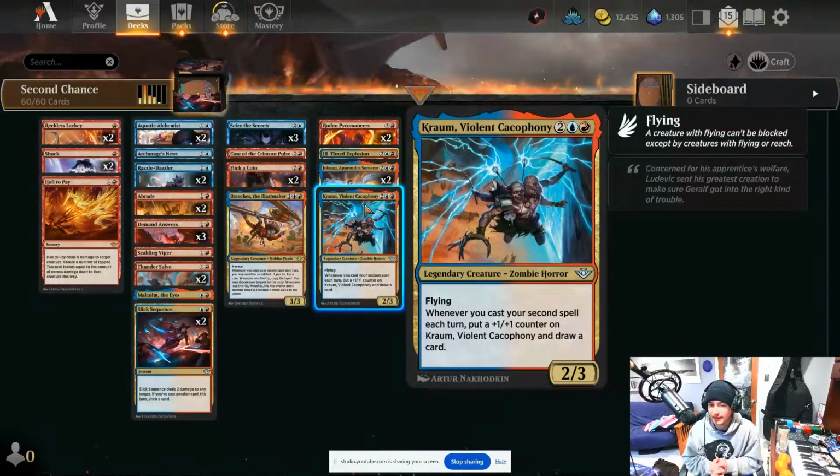Flying just means that it can't be blocked by other creatures that don't have flying because it flies. And then there's other cards that have abilities that allow them to block creatures with flying, but we're not talking about that right now. Whenever you cast a second spell each turn, put a +1/+1 counter on this card, because that's his name, and draw a card.